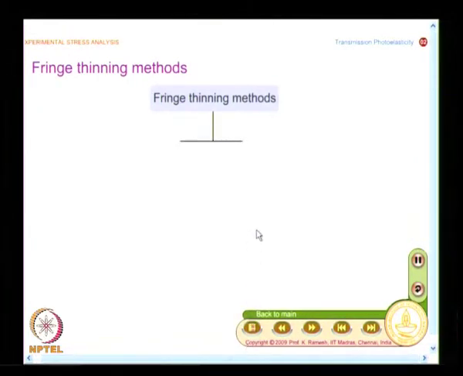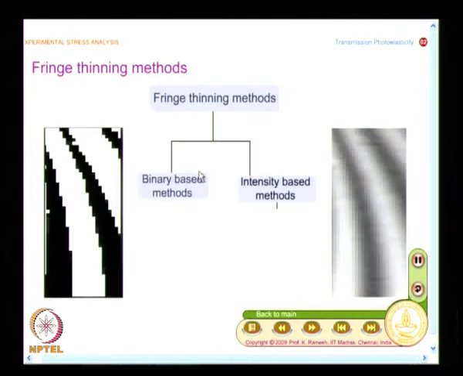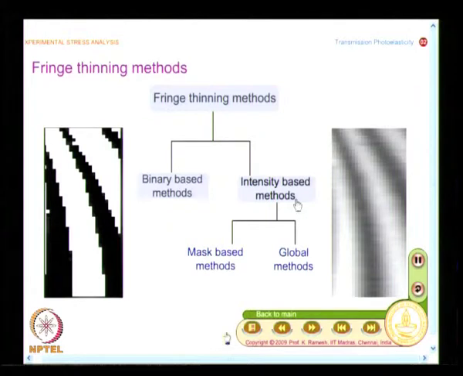I can classify fringe thinning methods broadly into two categories. One is a binary based approach, another is an intensity based approach. We have just seen that what we see as a fringe has intensity variation over the bandwidth of the fringe. One can view this as a black and white picture, and that is what is done in the binary based method. Essentially, whatever developments there were in optical character recognition, people directly applied to fringes.